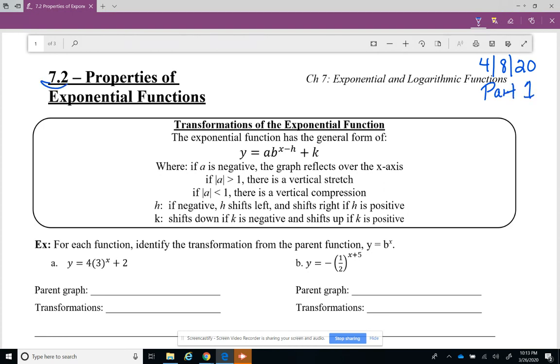We're going to take 7-2 and break it up into two sections, or two days. Part 1 will have two pages' worth. I don't remember how many pages there are for part 2, but we'll figure that out tomorrow.